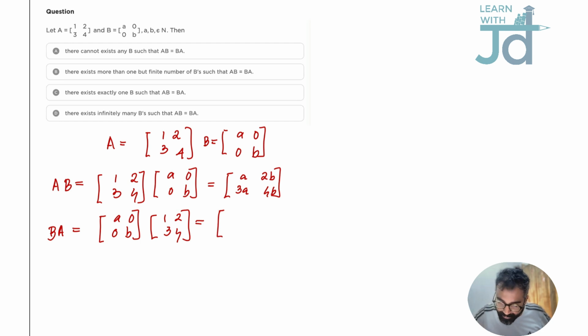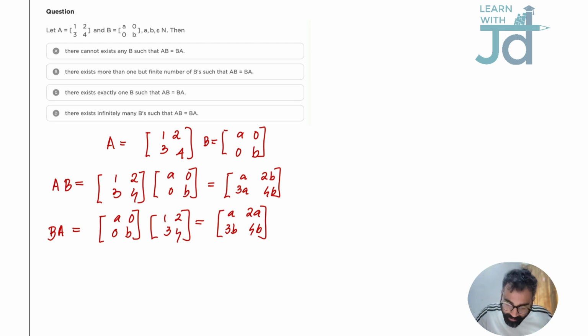Okay, let's multiply this into this. So 0 into 3, 0. So you'll get a back. Now this into this. So 0 into 4 is 0, again you get 2a. And this into this. 0 into 1 is 0, but you get 3b. Now this into this. 0 into 2 is 0, but 4, you will get here 4b.